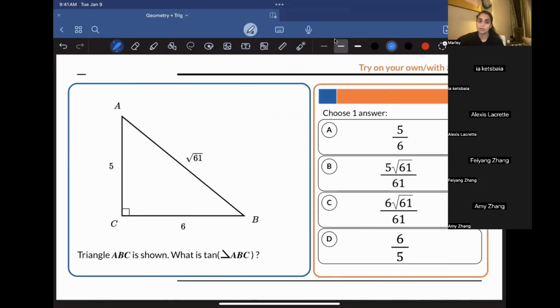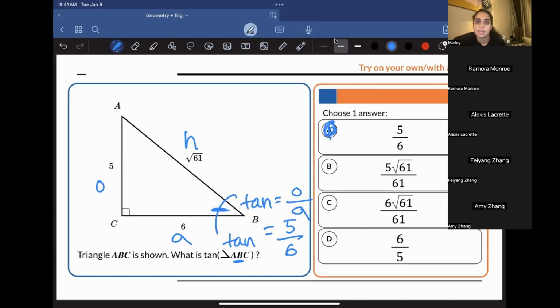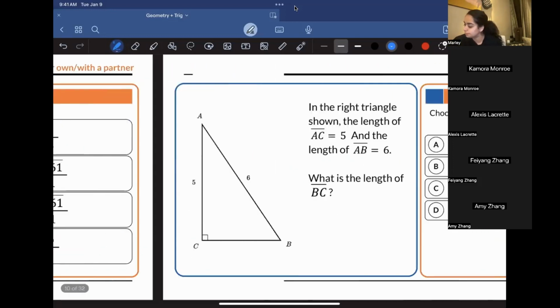Okay, so we have this question: triangle ABC is shown above. What is tan of ABC? When it says that, the middle letter is the angle in question. So it's this one, and that's really important to remember. And so tan is opposite over adjacent. I'm just going to label the hypotenuse so we have it. So it's 5 over 6. It's answer choice A. Does anybody have questions on this one? All right, we're going to continue.